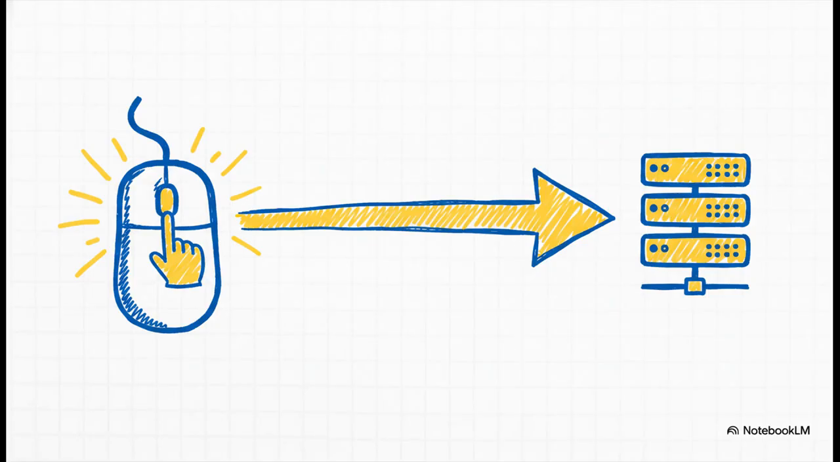So that little tap on your phone or that click of your mouse, your browser translates that into a really specific command. It's basically shouting out to the network, hey, go get me the information at this address. And just like that, your request is officially on its way.